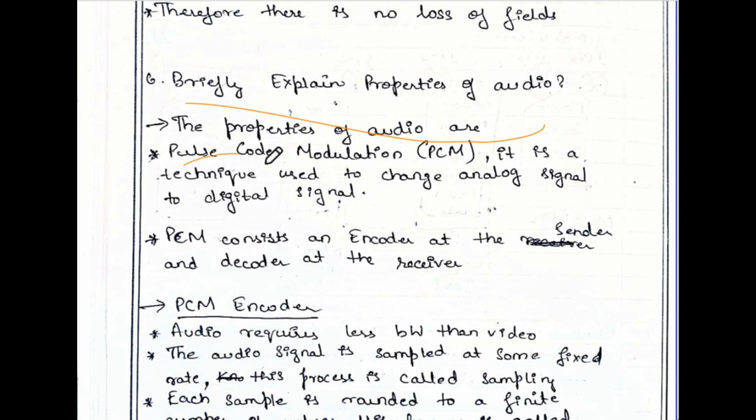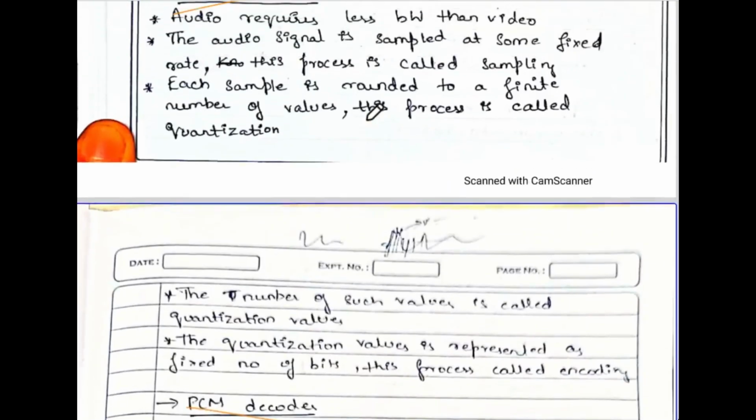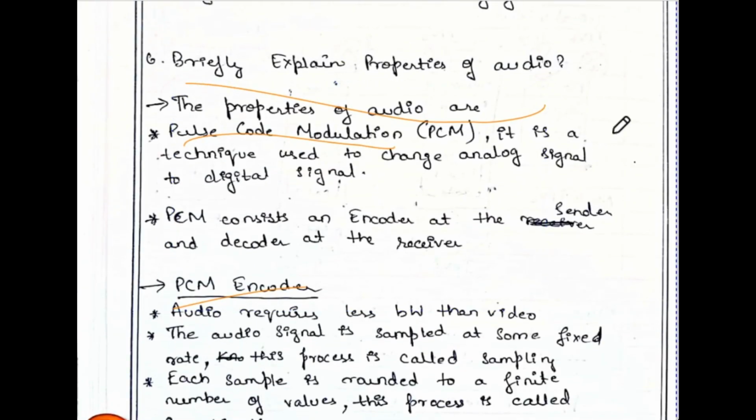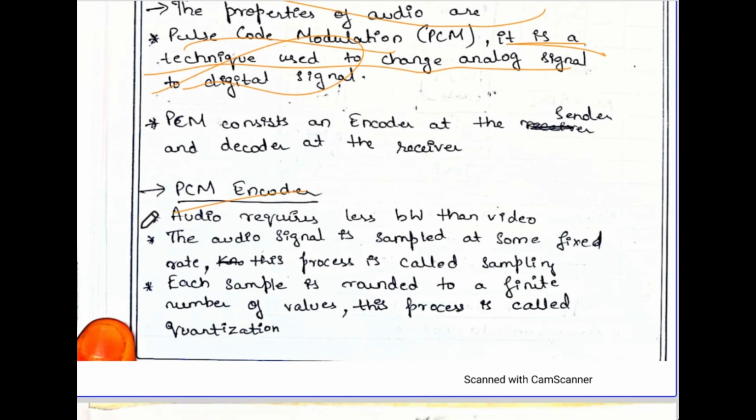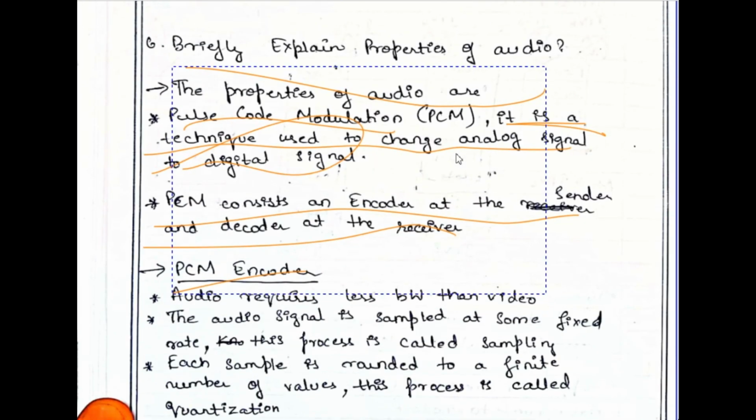The properties of audio are three: pulse code modulation, PCM encoder, PCM decoder. Pulse code modulation is a technique used to change analog signal to digital signal. Pulse code modulation consists of an encoder at the sender and a decoder at the receiver.